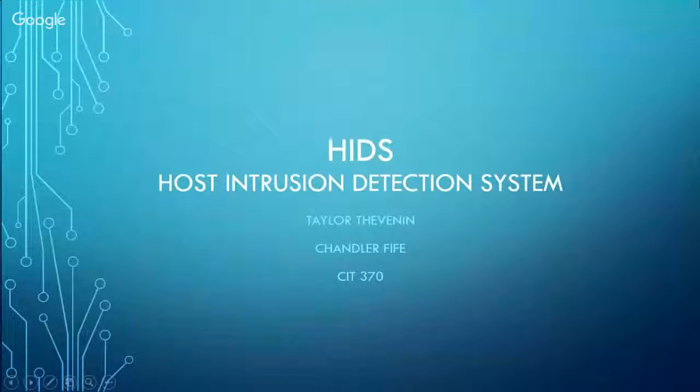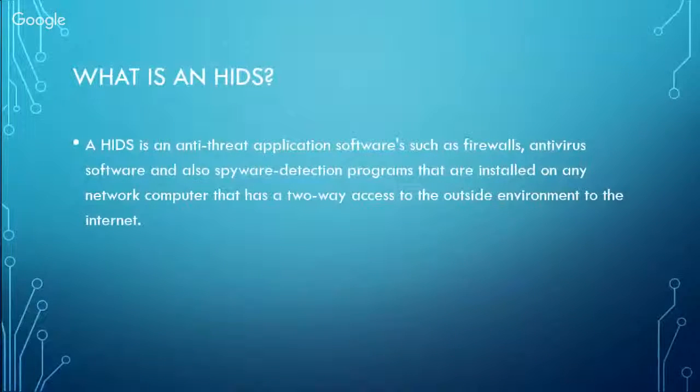going into what an HIDS is. It's a host intrusion detection system. So what exactly is that? It's an anti-threat application software that can help detect when an intruder is coming in. Examples of these could be firewalls, antivirus software, and spyware detection, because there's more than one way a person can get into your actual server. The one we're going to get into in detail, OSSEC, can detect all those at the same time. So it's actually really cool.